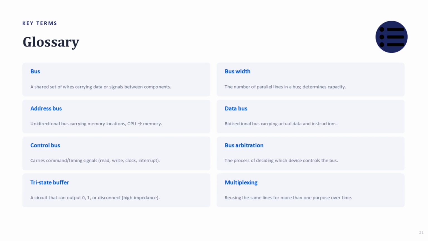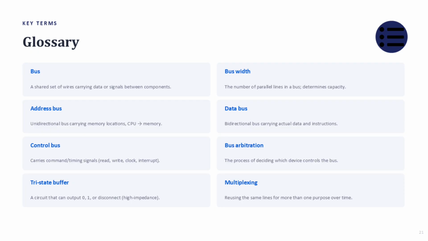The address bus is a unidirectional bus that carries memory addresses from the CPU to memory or input-output devices. The data bus is a bidirectional bus that carries actual data and program instructions between the CPU and memory. The control bus carries command and timing signals such as read, write, clock, and interrupt signals that coordinate communication.